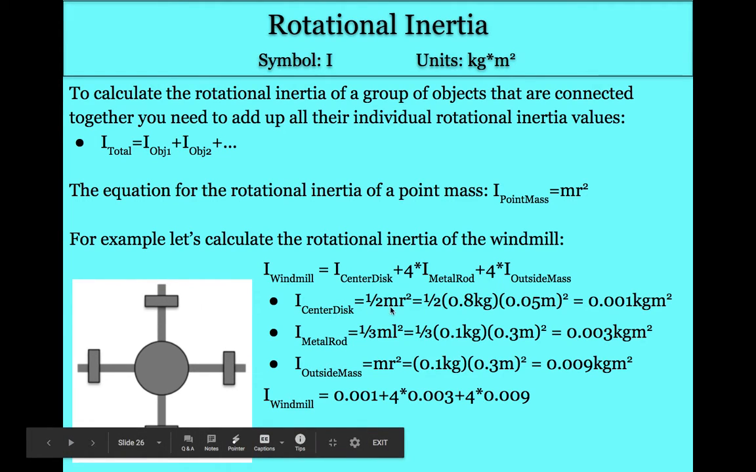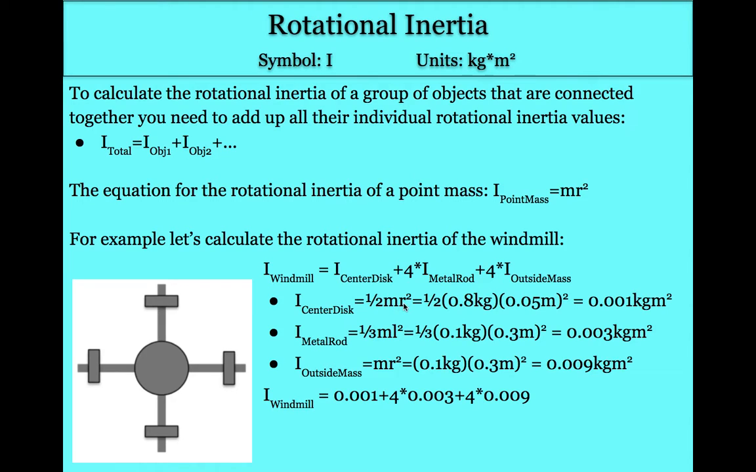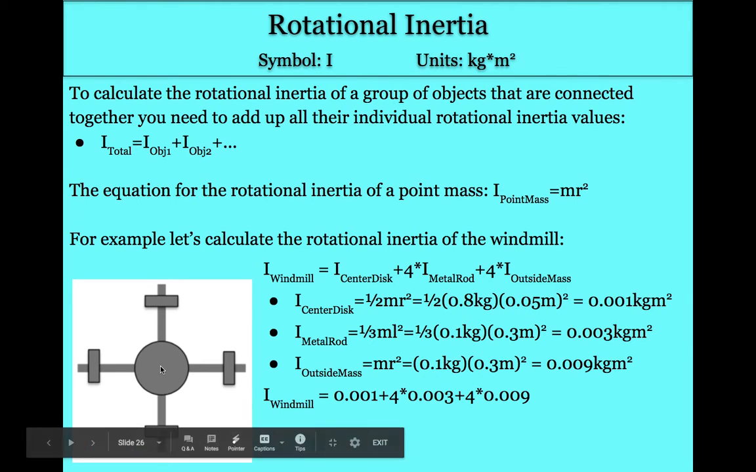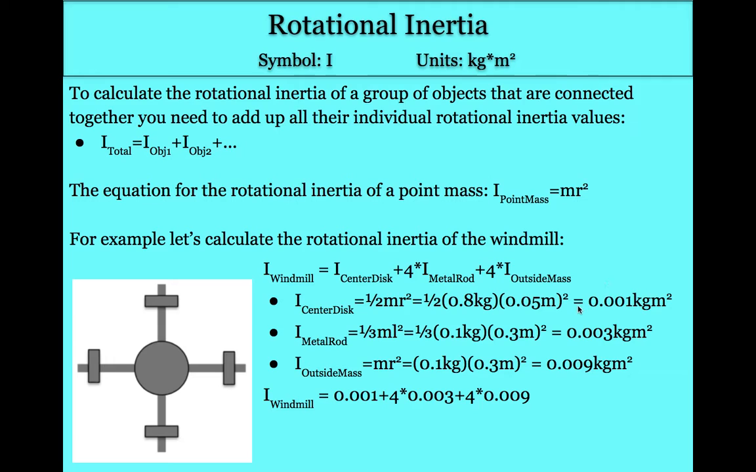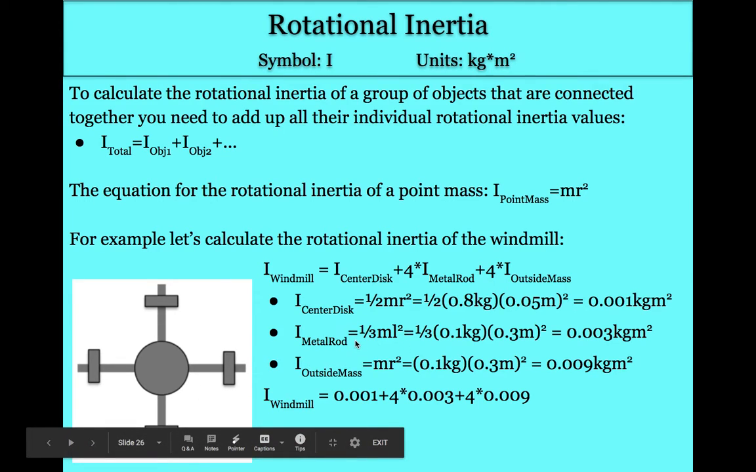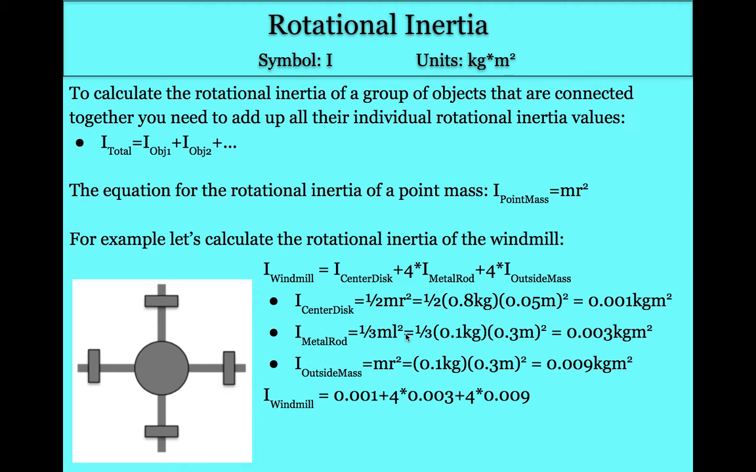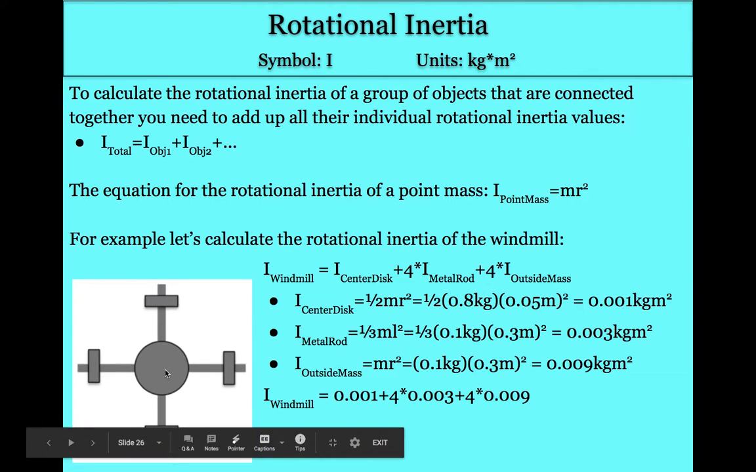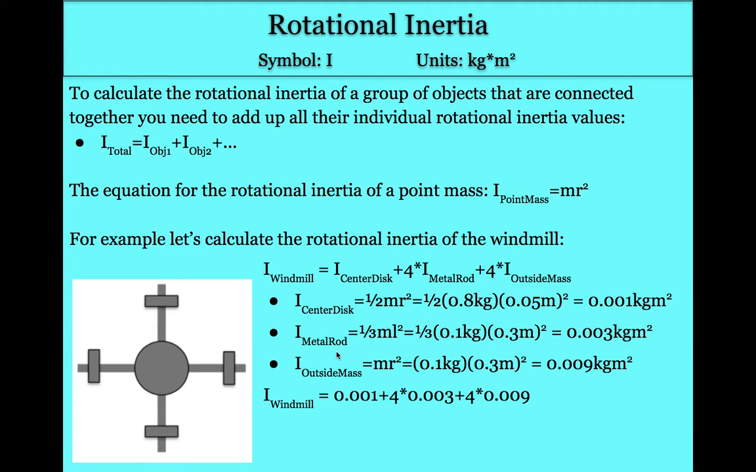The rotational inertia of a disk is 1/2 m r squared: 1/2 times the mass of the disk times its radius squared. This disk has a radius of about 5 centimeters, or 0.05 meters. That gives us this for the rotational inertia of the center disk. For the metal rods, the rotational inertia is 1/3 m L squared, where L is the length of the object. The mass of the rods is about 100 grams, or 0.1 kilograms, and the length is about 30 centimeters. So we get 0.003 kilograms times meters squared.